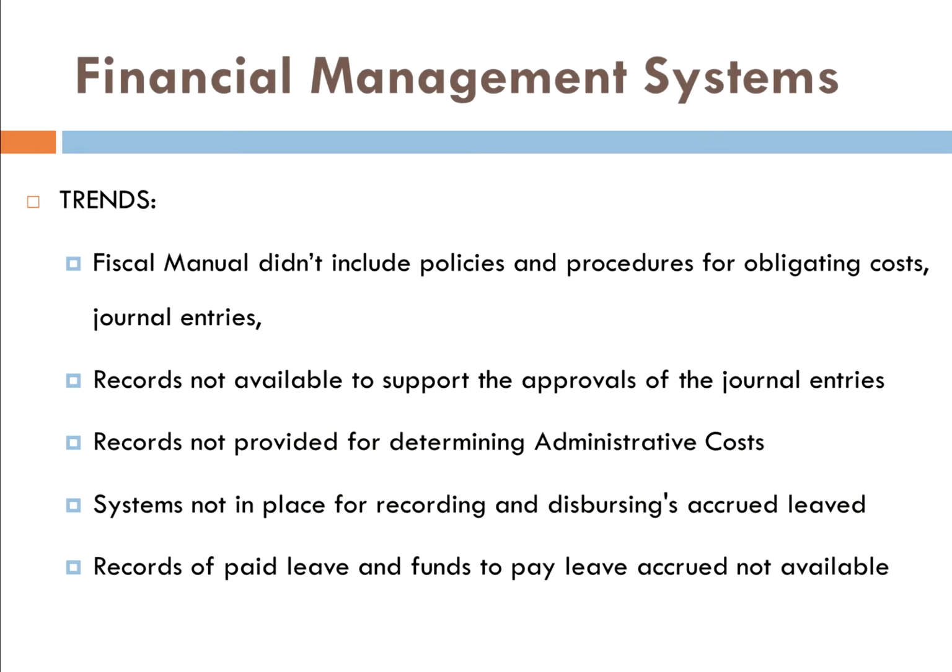Yes. Next slide. So based on some of the reports that came in from Perry, when he was looking at the financial management systems, the trends that he saw was that the fiscal manuals didn't include policies and procedures for obligating cost or journal entries. What we are looking at in the reports from the agency is that your policies and procedures are not inclusive of all of the fiscal systems that need to be accounted for in how you're doing your fiscal practices.